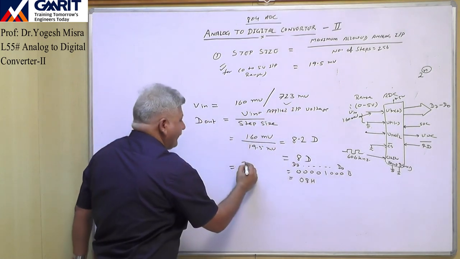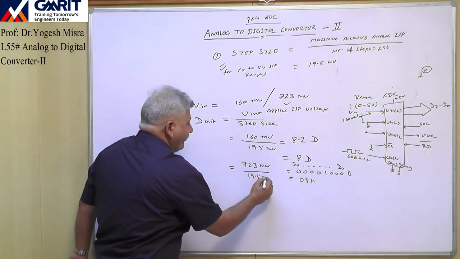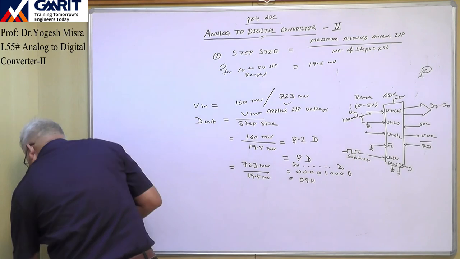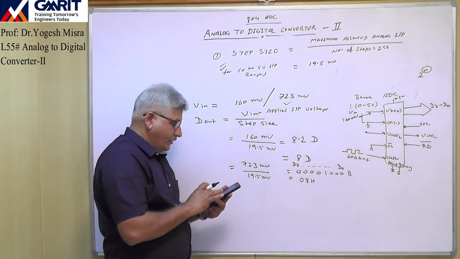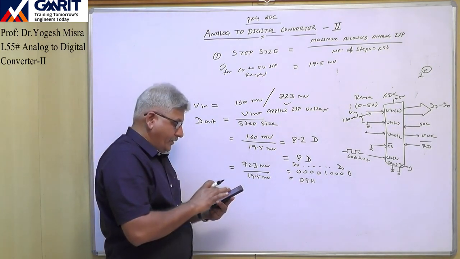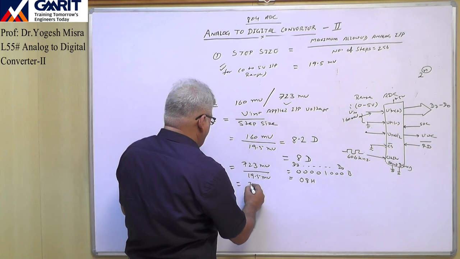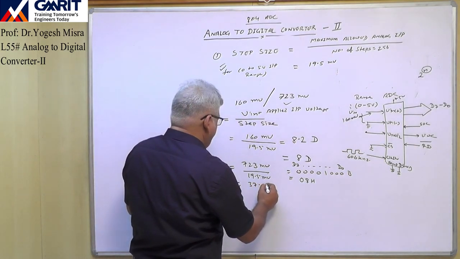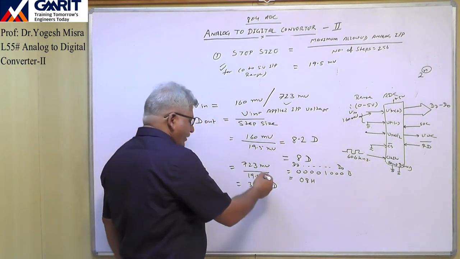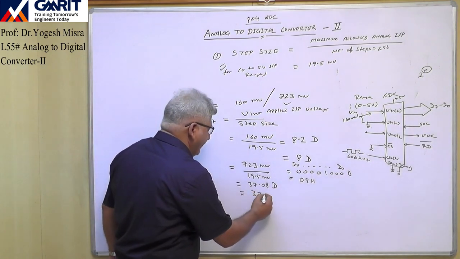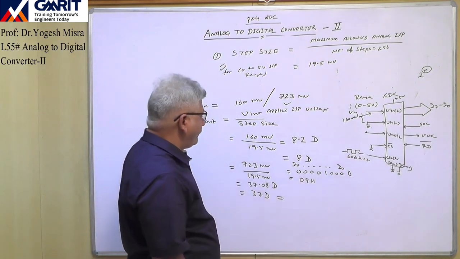So the applied input voltage is 723 millivolt divided by step size, which is 19.5 millivolt. So in this case, it is 723 divided by 19.5, so this will be 37.08 in decimal. So convert this into round figure, so this will be 37 in decimal, and convert this in 8-bit binary.